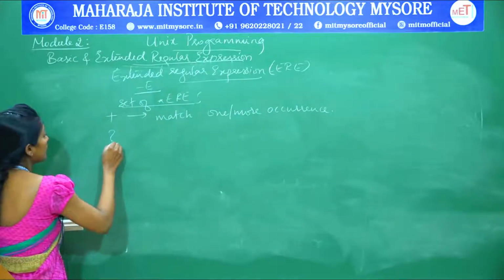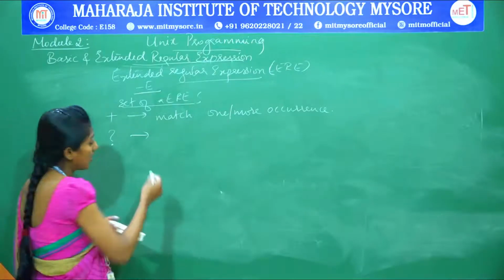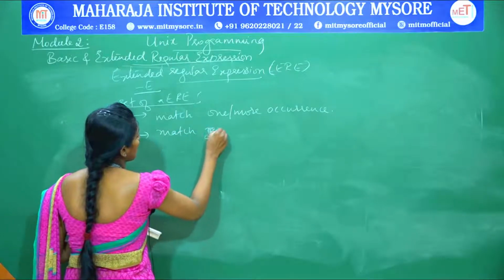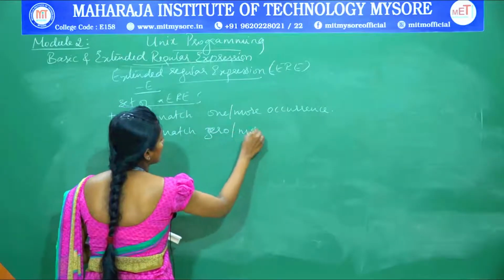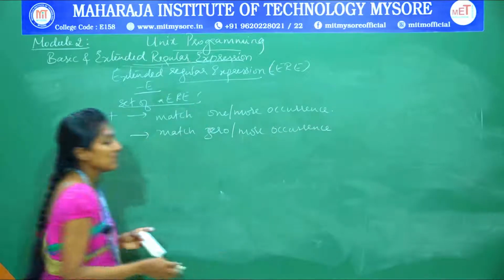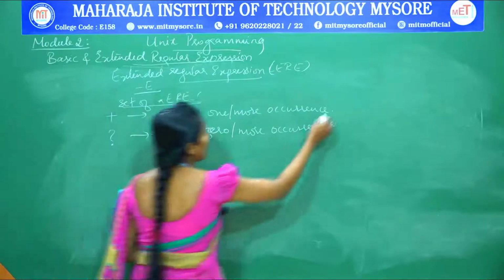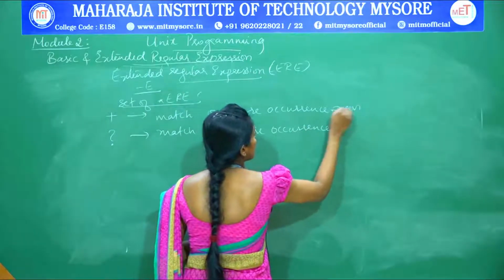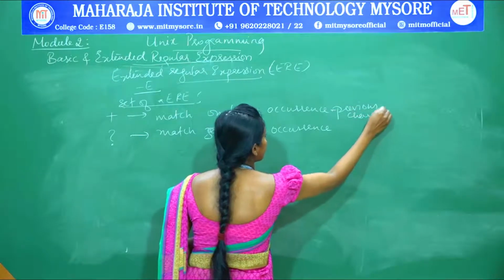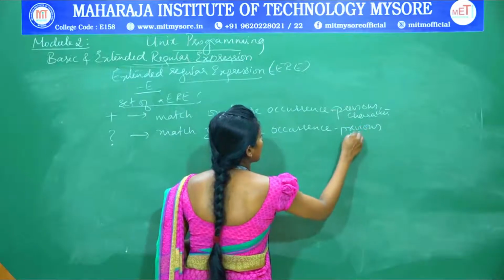Likewise, we do have question mark. So this is going to match 0 or more occurrence of the previous character, okay, of previous character, here also previous character.